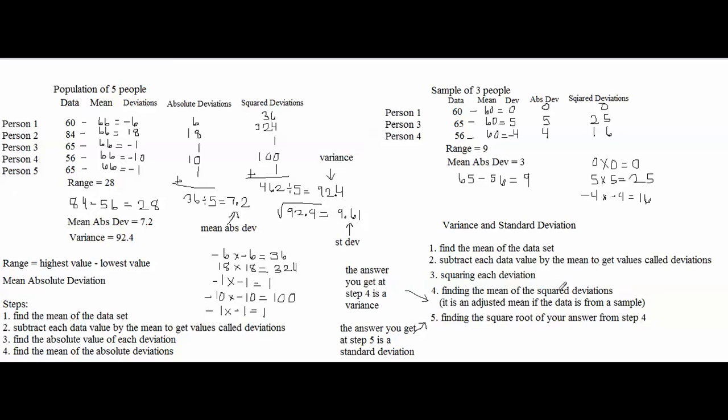So we finished step 3, we squared all the deviations. Now we have to do step 4. Remember when we found the variance of the population, we just found the mean of the squared deviations in step 4. But notice how it says if it's a sample, you find an adjusted mean. And the way it's adjusted is actually, instead of dividing by the number of numbers, which would be 3, you divide by 1 less than the number of numbers. That's what makes it an adjusted average, or an adjusted mean.